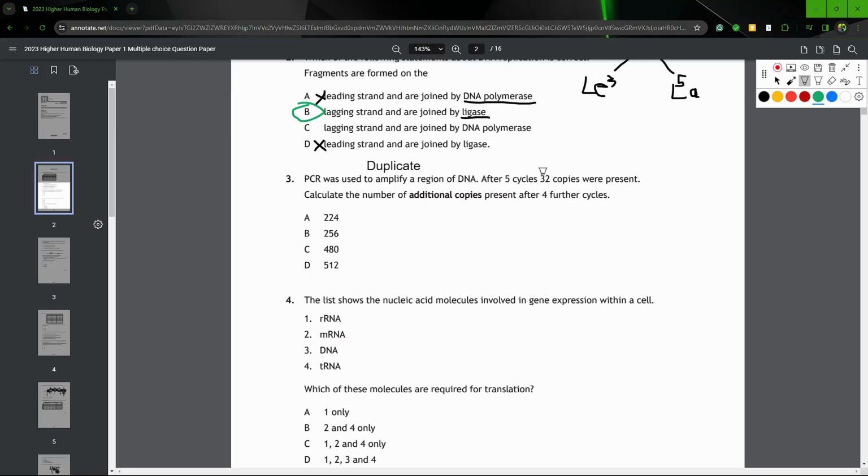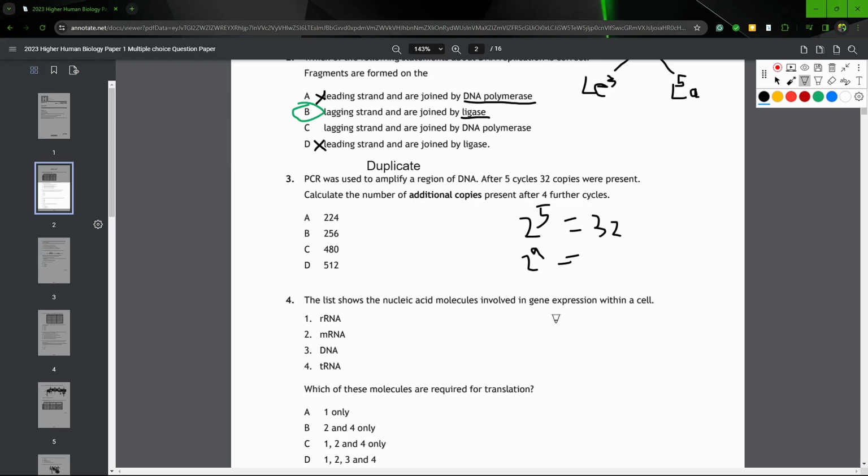So if you're maths like me, you'll notice 2 to the power of 5, because remember, it doubles each time, equals 32. That's cool. So over 4 further cycles, that's literally just going up to, that's not a 2, that's a 3, ain't it? That's going up to 2 to the 9. So you can just work that out, and I'll go and pull out my calculator on my phone.